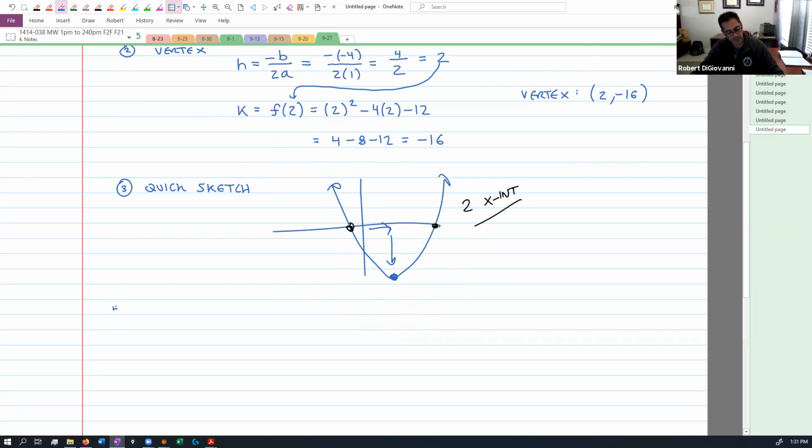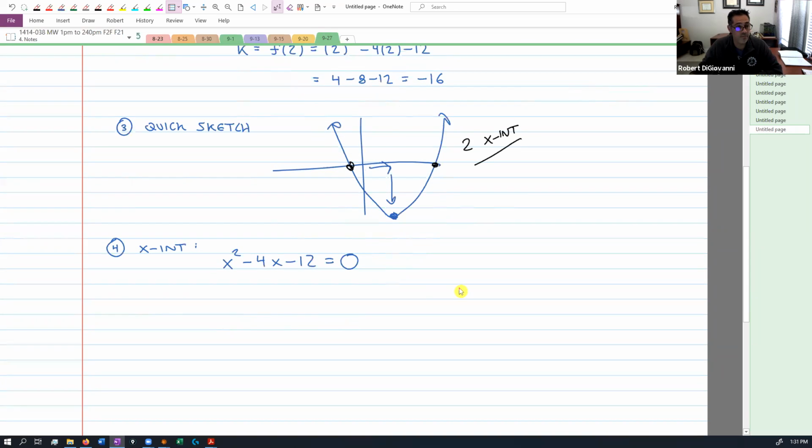Step 4, the x-intercepts. To do that, I need to set the function equal to 0. x squared minus 4x minus 12 equals 0. And now we've gotten to a point where this is going to depend on you. How comfortable are you solving quadratic equations? We have 2 ways to do it. First way, we could try and factor. Does this factor?